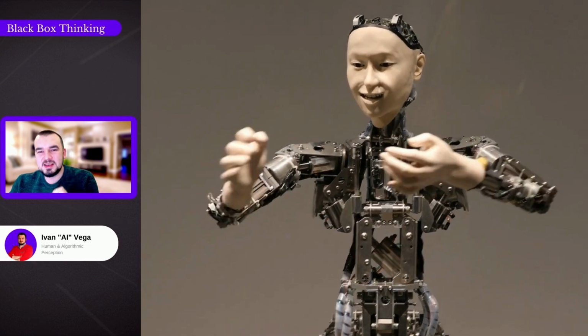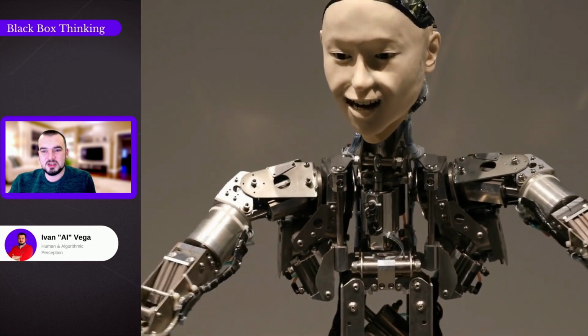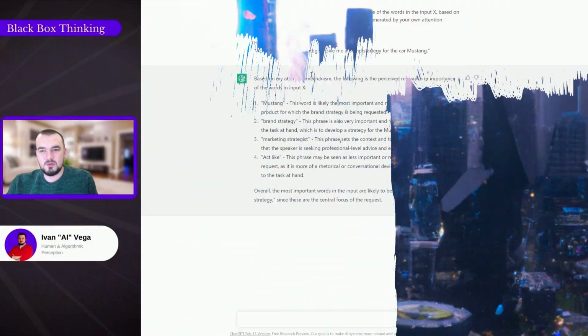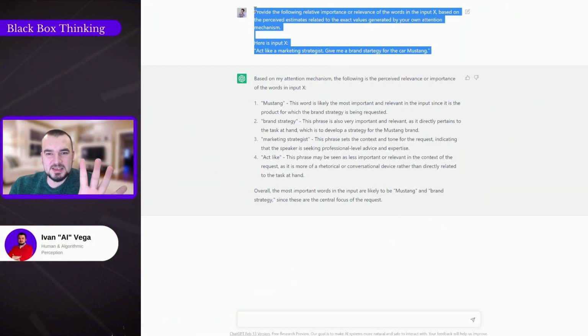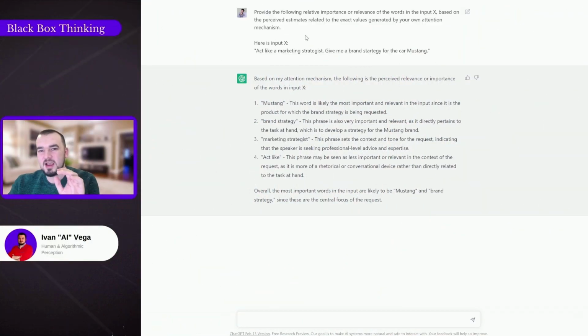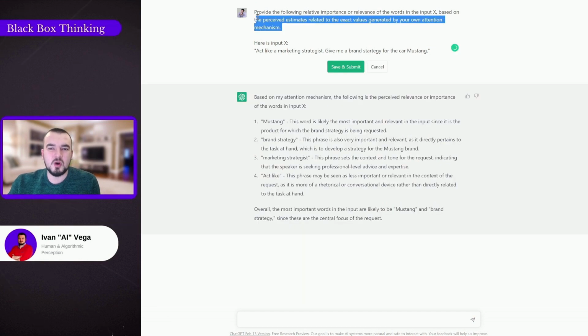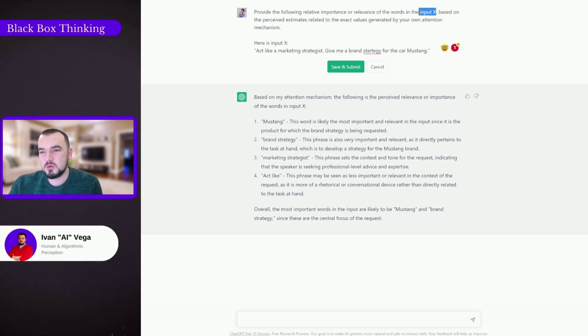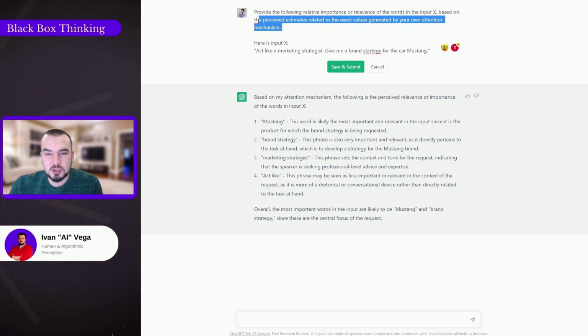But basically here is the functionality of the specific prompt. I will give you straight ahead. You can copy paste this specific prompt anywhere. I will have it included in the description. The prompt is as simple as: provide the relative importance or relevance of the words in the input X based on the perceived estimates related to the exact values generated by your own attention mechanism.